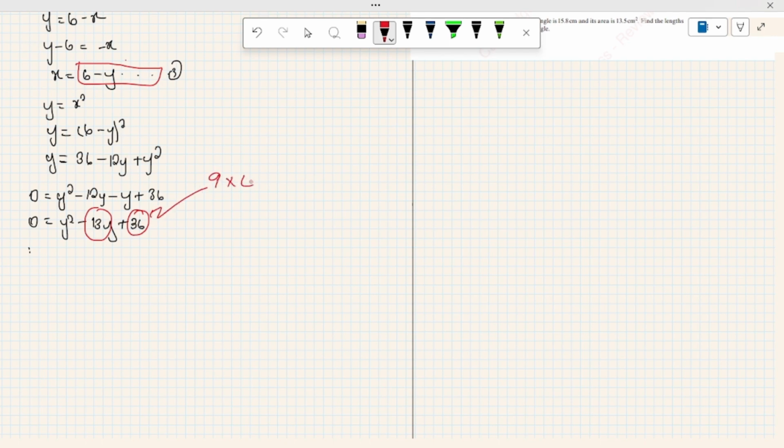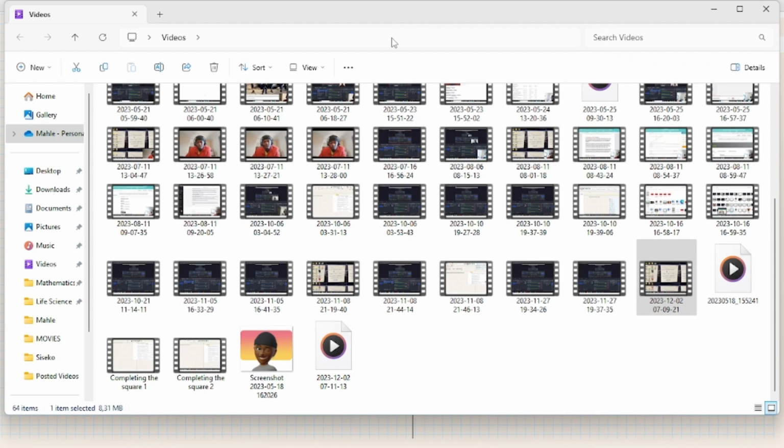9 times 4 is equal to 36, ne? And then 9 plus 4 is equal to what? Is equal to 13. Simple.